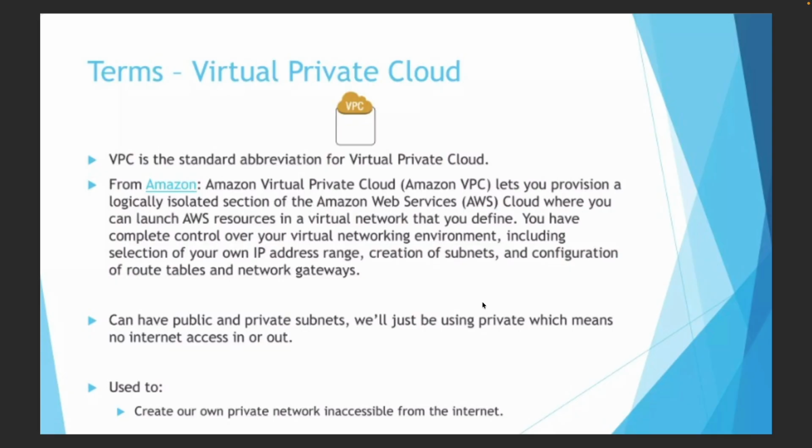VPCs can have both public subnets and private subnets. In our setup, let's focus on private subnets, which means no internet access in or out by default. The main purpose is creating our own private network that's completely inaccessible from the internet.